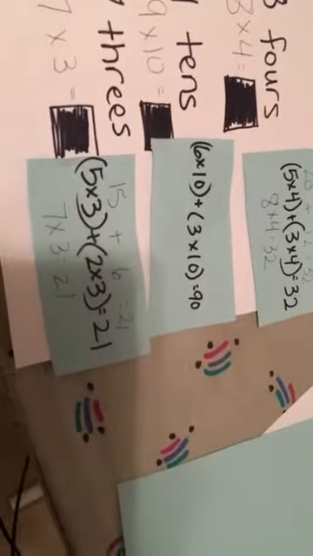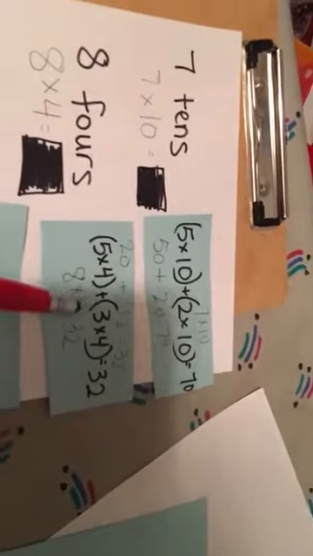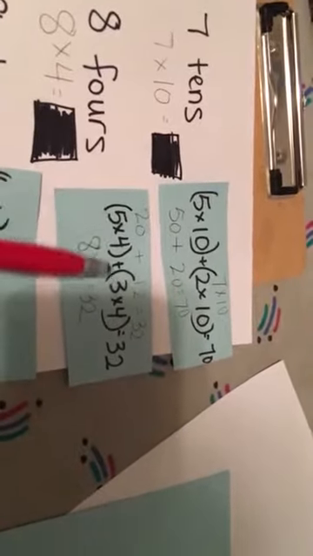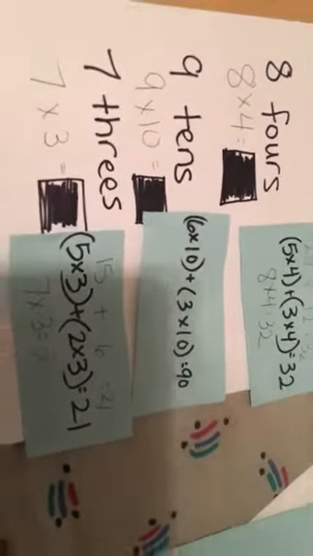Now my last fact. You guys know we don't just guess. Oh, it must be this one. We have to make sure we did it correctly because we might need to change it if we did not. So we've got 9 tens, and I'm going to decompose the 9. Notice that when I said 7 tens, I decomposed the 7 and left the 10 alone. 8 fours, decompose the 8, left the 4 alone. 7 threes, I decomposed the 7 and kept the 3.